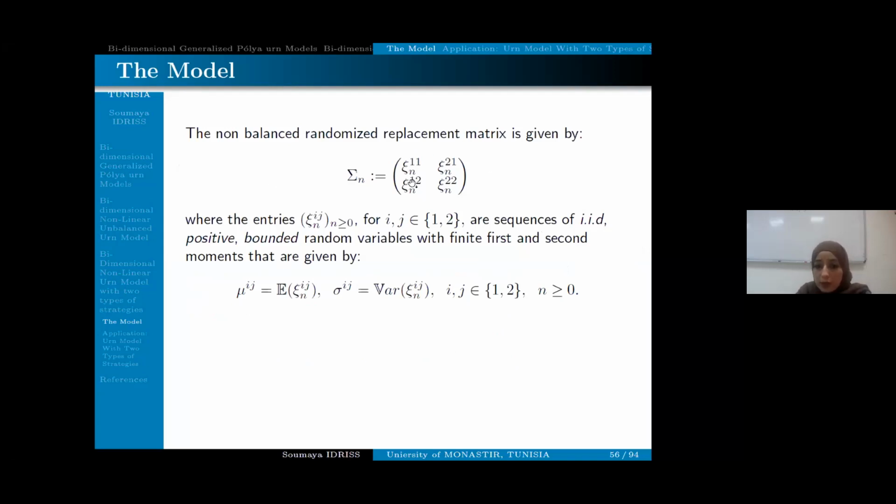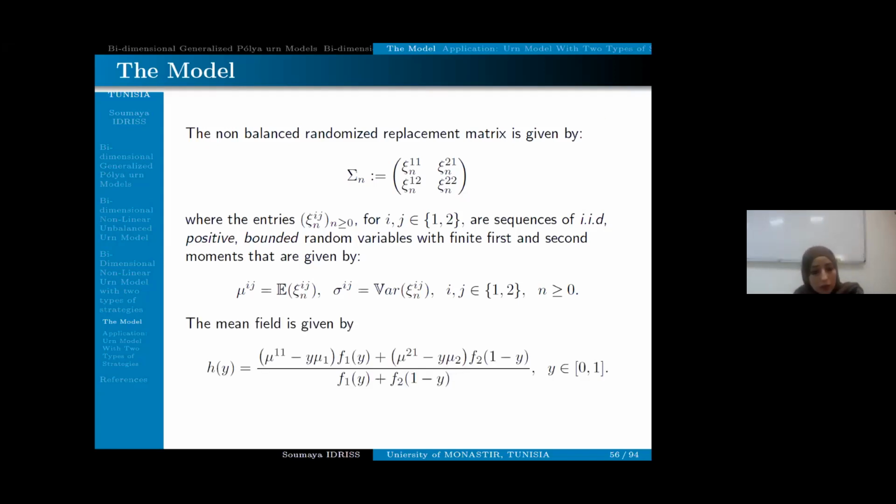Now we introduce the non-balanced randomized replacement matrix that is given by this matrix, where the entries, as we said, are sequences of identically distributed, independent, positive, and bounded random variables with finite first and second moments, which we denote by mu_ij and sigma_ij. Bounded is enough for the moments, huh? Sorry? The bounded condition is enough for the finiteness of moments. Yes, I understand, yes.